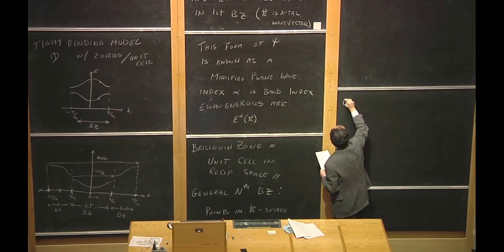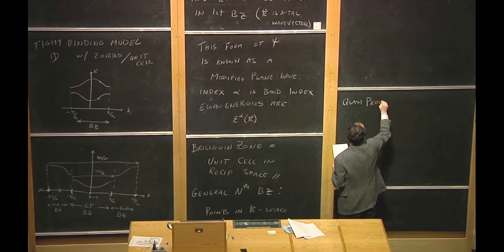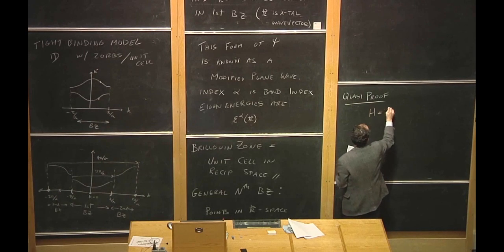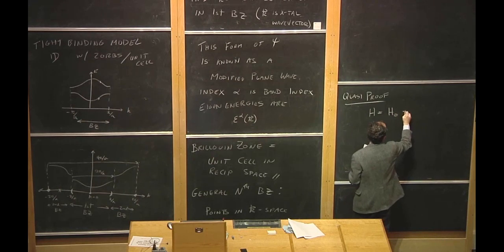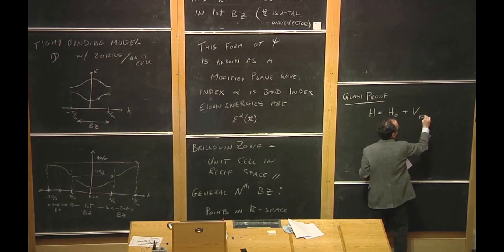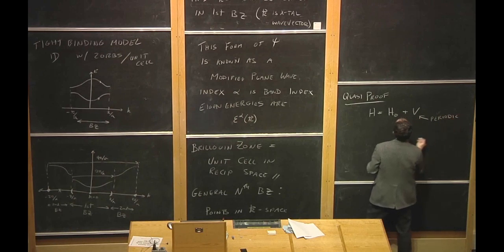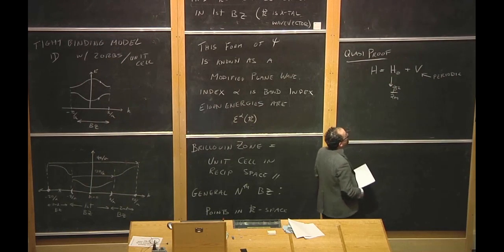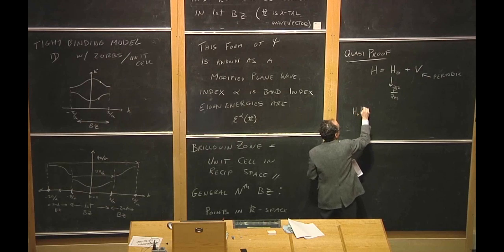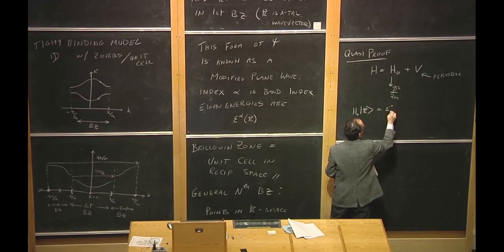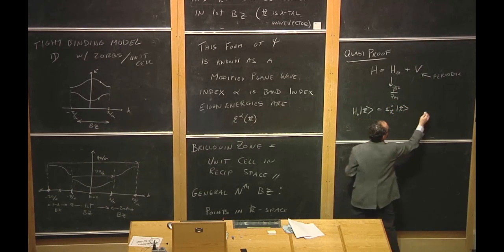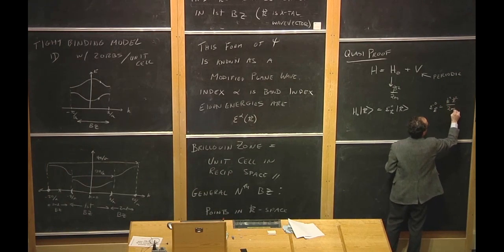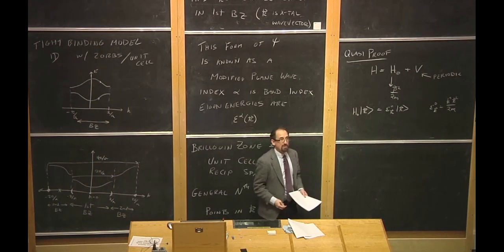So first, this is sort of a quasi-proof. It's actually fairly rigorous, but we'll not fill in the details. The quasi-proof goes like this. First, we'll consider a Hamiltonian, which is H-naught, just the free electron Hamiltonian, plus our potential V, which is periodic. H-naught is the usual p squared over 2m. Now, if we threw away the periodic potential, we would know the eigenstates. Those are just plane waves, with E-naught of k being the usual hbar squared k squared over 2m. So far so good. We know we have the plane waves.